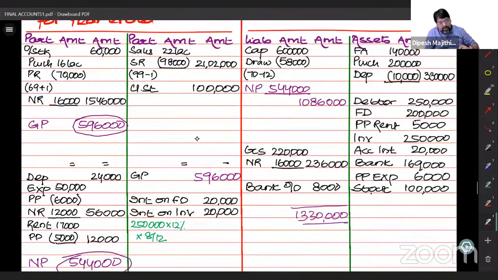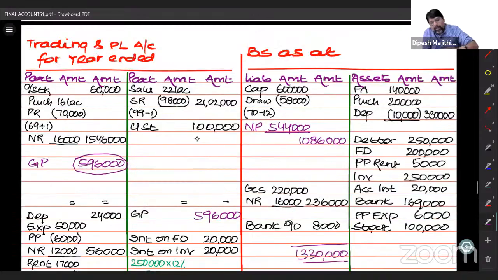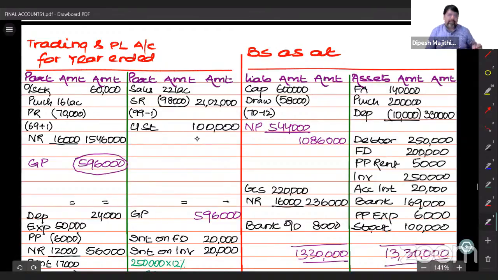Now let's check asset side. Minus 330, minus 2 lakh, minus 275. So total, this is also total 13 lakh 30,000.